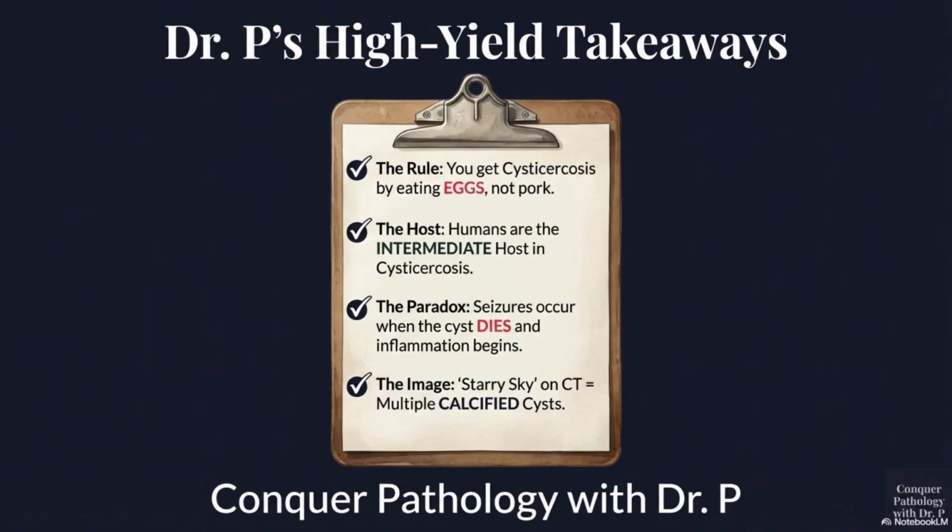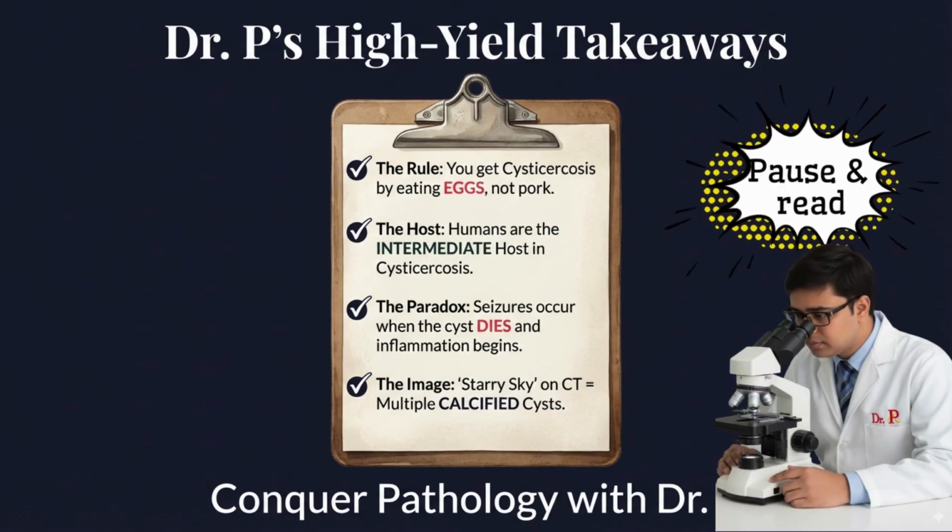Let's wrap up with my high yield takeaways. The rule is you get cysticercosis by eating eggs, not pork. Humans are the intermediate host in cysticercosis. And the paradox, seizures often occur after the cyst starts dying due to inflammation.